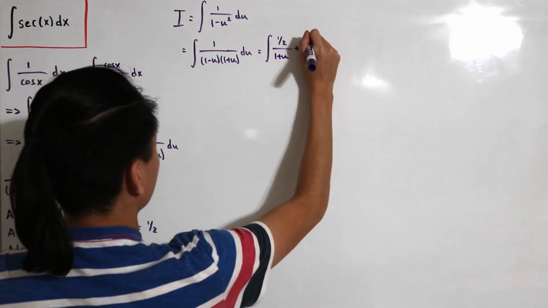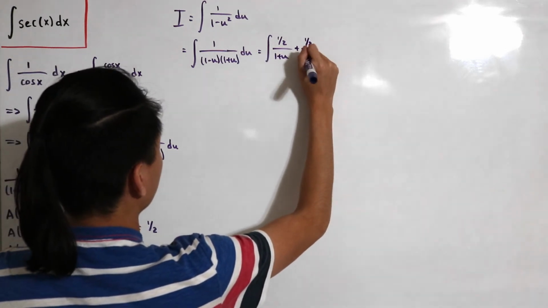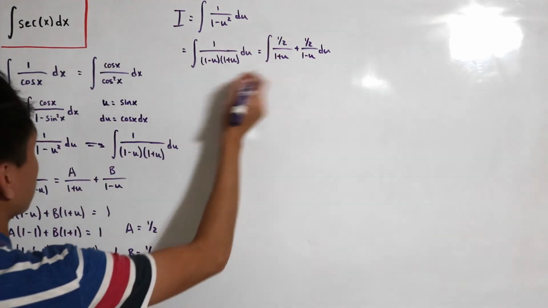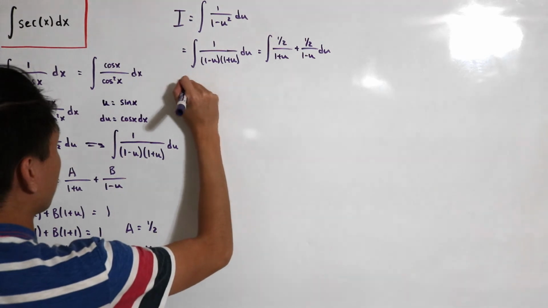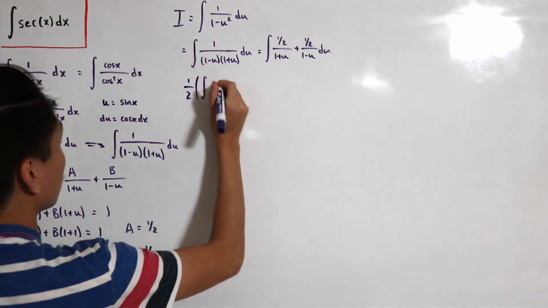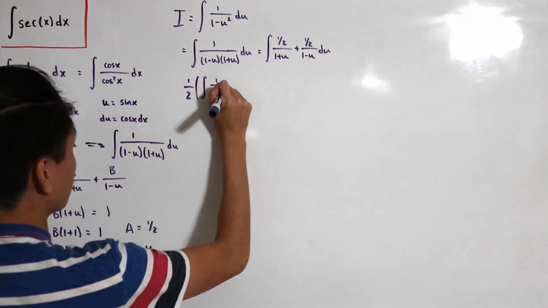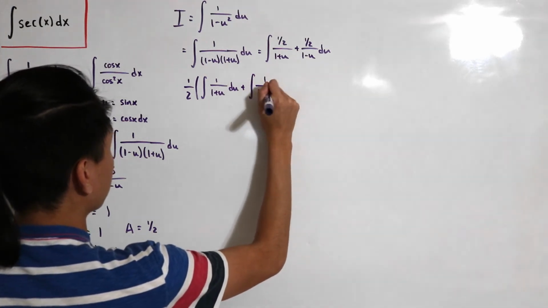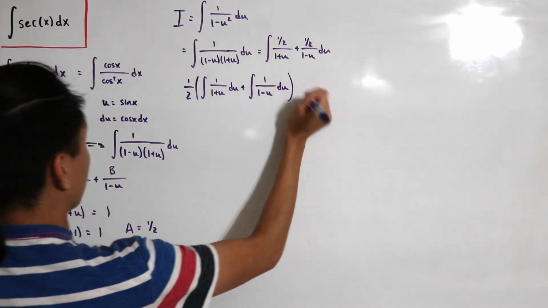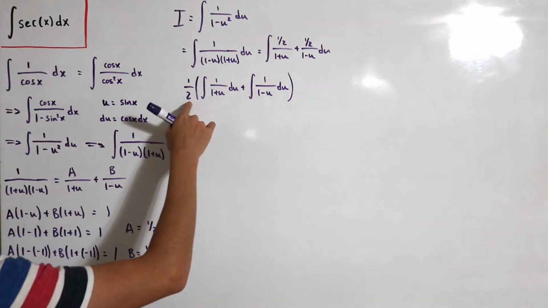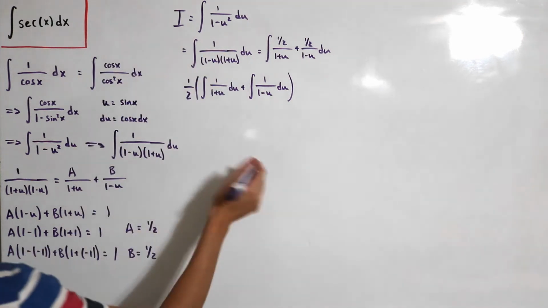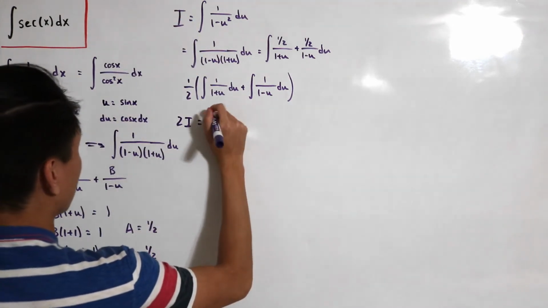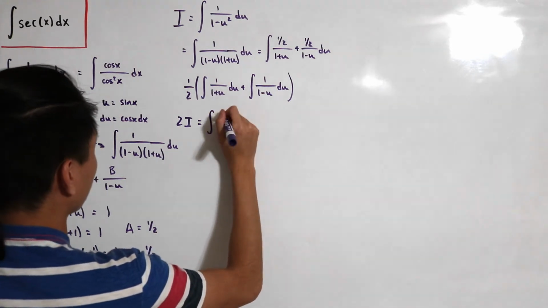Then we add this with 1/2 divided by 1 minus u du. I can factor out the 1/2 and also use linearity to split this into two integrals. So we have 1/2 times the integral of 1 divided by 1 plus u du, and then add this with the integral of 1 divided by 1 minus u du. And then from here I can multiply the 2 to both sides. So this time we get double the quantity of I, and then equals our integral over here.